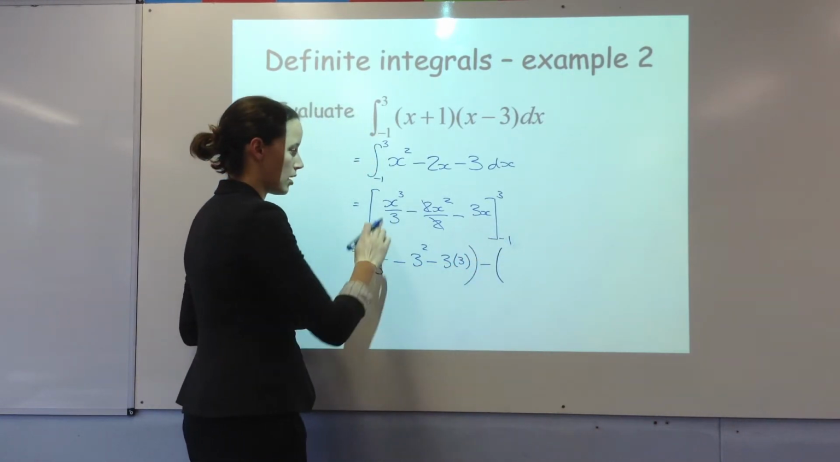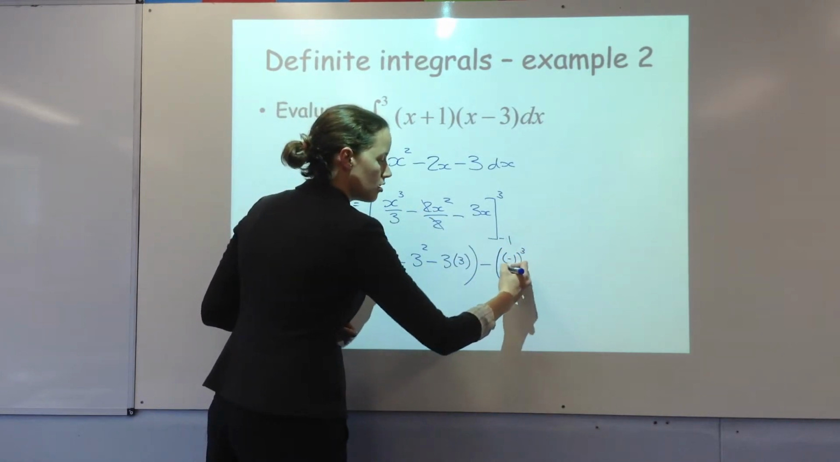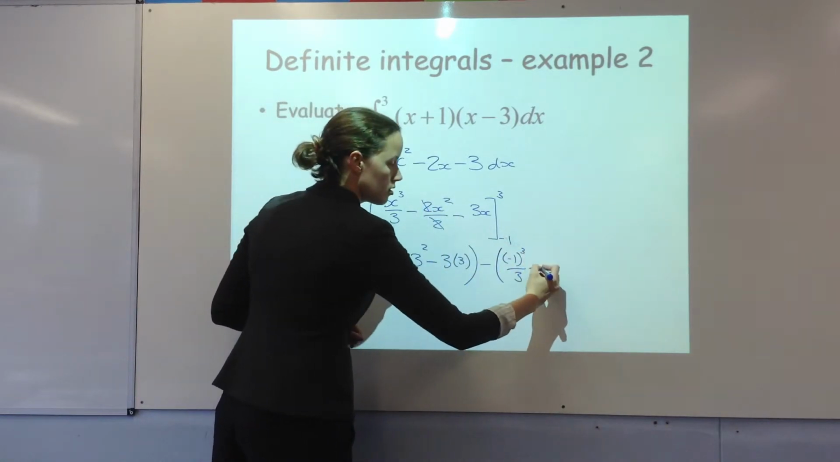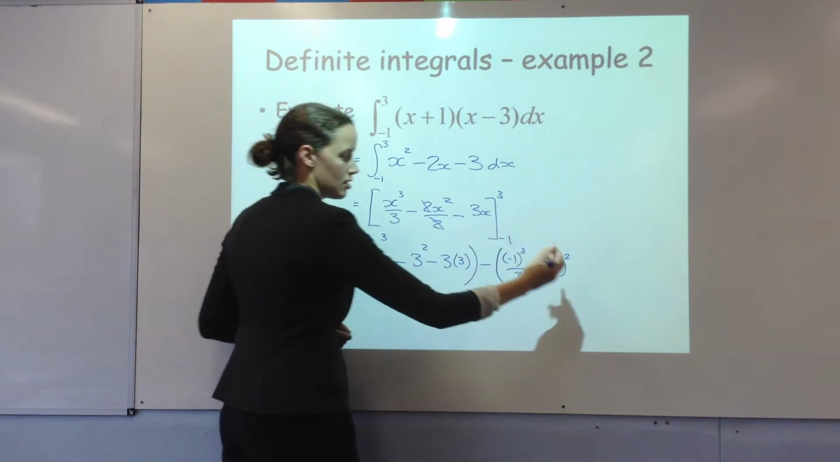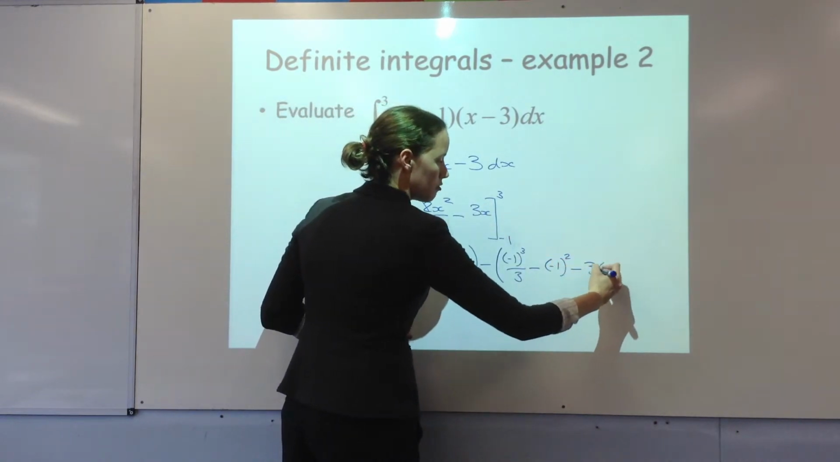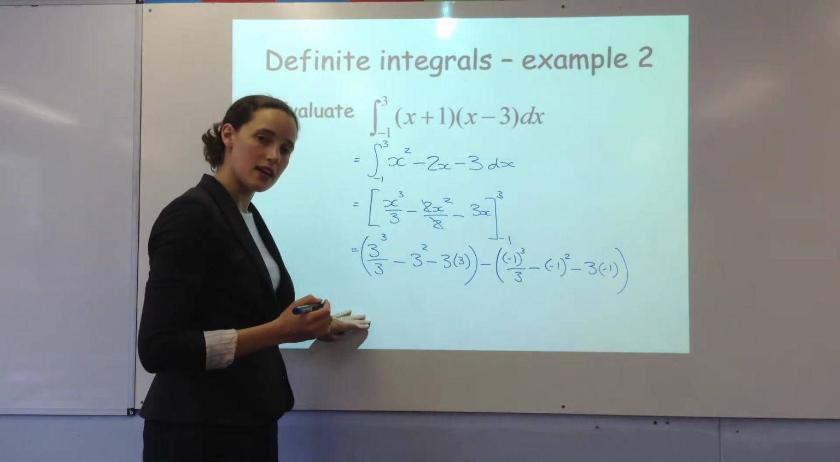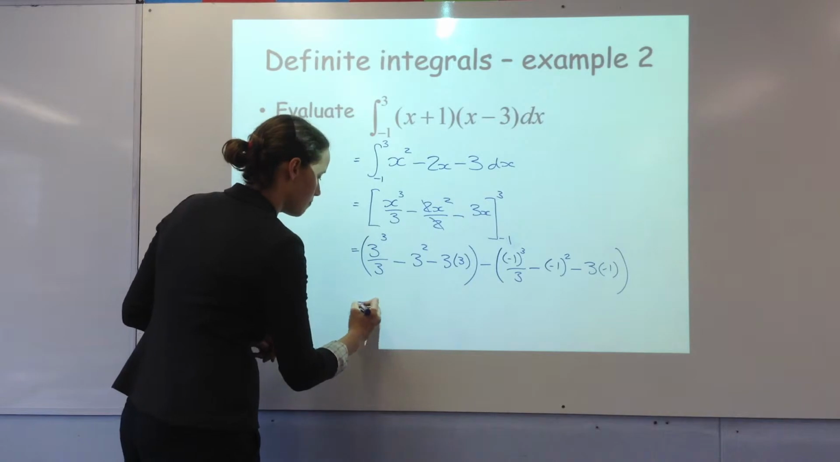So substituting in minus 1, I'm going to have minus 1 to the power of 3 over 3 minus negative 1 squared minus 3 times by negative 1. Okay, I'm going to tidy that up a little bit before I use the calculator. I'm less likely to make mistakes that way.